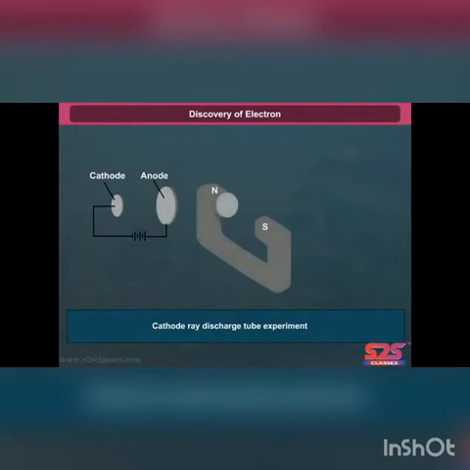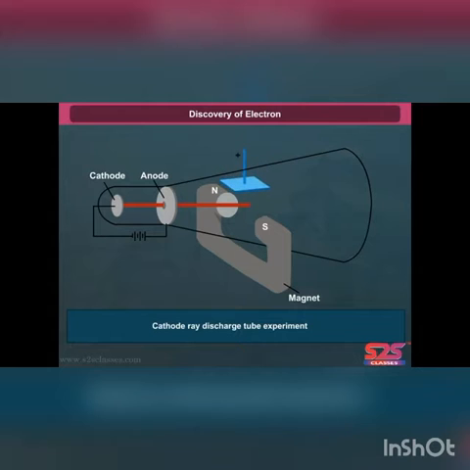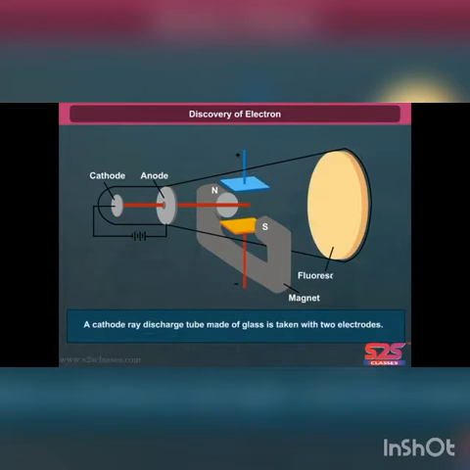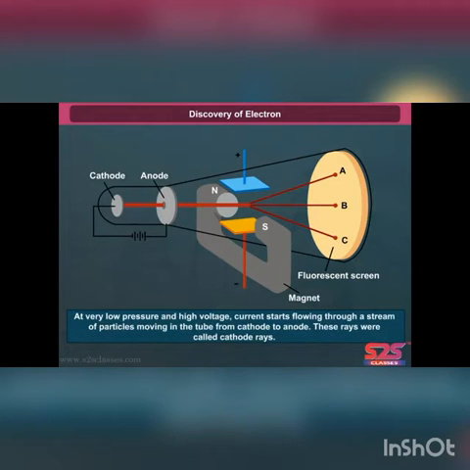Discovery of electron. In the mid-1850s, many scientists began to study electrical discharge in partially evacuated tubes known as cathode ray discharge tubes. Let's have a look at the experiment. A cathode ray discharge tube made of glass is taken with two electrodes. At very low pressure and high voltage, current starts flowing through a stream of particles moving in the tube from cathode to anode. These rays were called cathode rays.